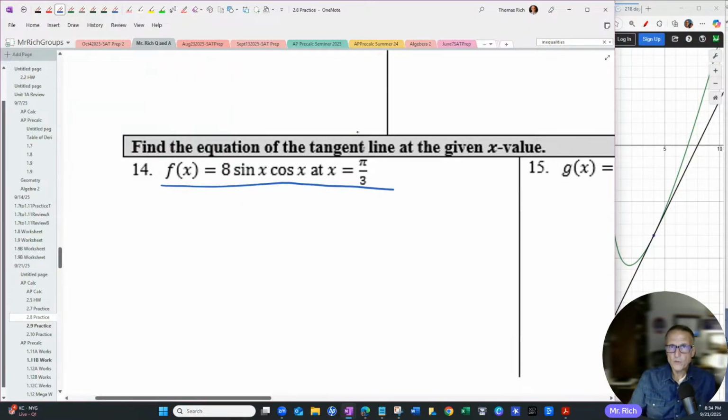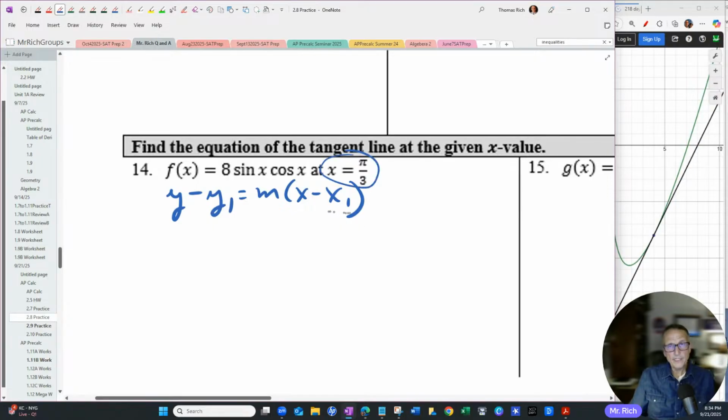You got to go back and at least memorize that first quadrant. Pi over 3 is a first quadrant angle, so we'll be okay as long as you know what's going on in the first quadrant. So what we're going to do is come up with an equation of a tangent line. We are going to use y minus y1 equals m times x minus x1. Now there's the x value, pi over 3. So that's going to be my x1. Let's go ahead and find y1, which would be the y value of this function when x is pi over 3.